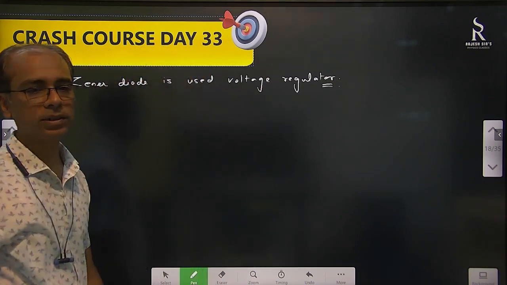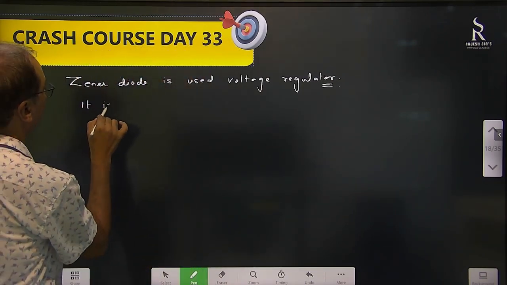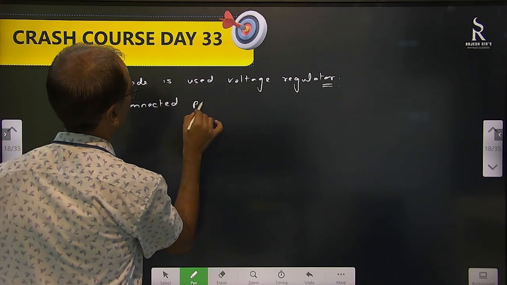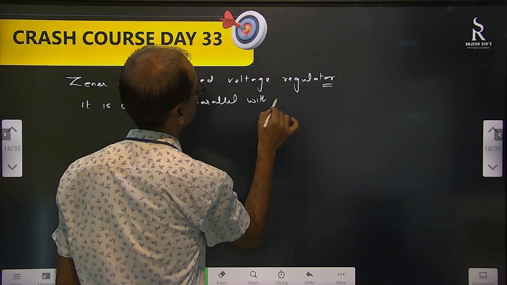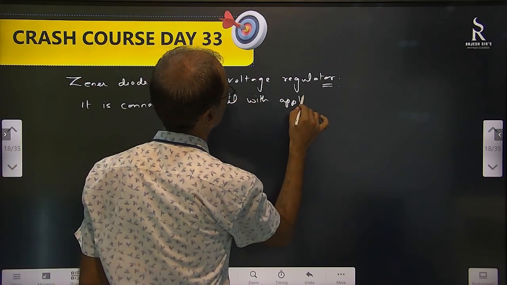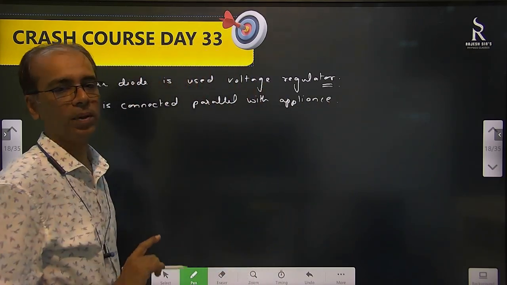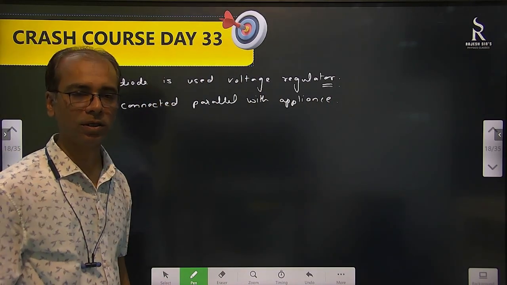Okay, and it is connected in parallel with the appliance, so that even if there is fluctuation in voltage, the voltage across the appliance remains the same, because the Zener diode's potential will remain constant. Okay.